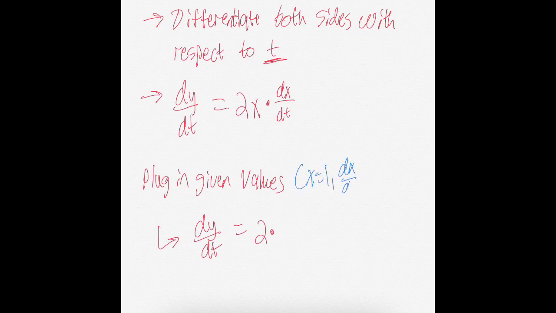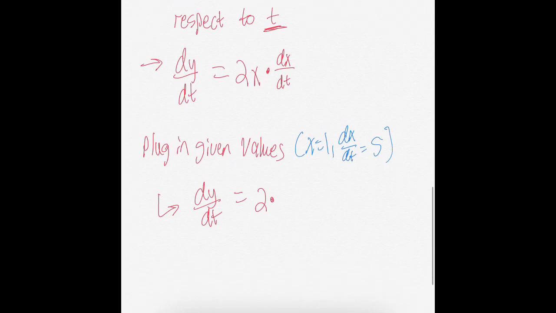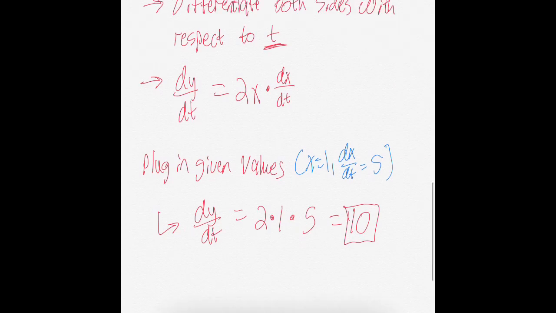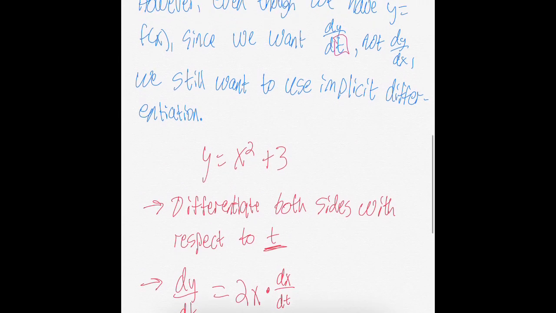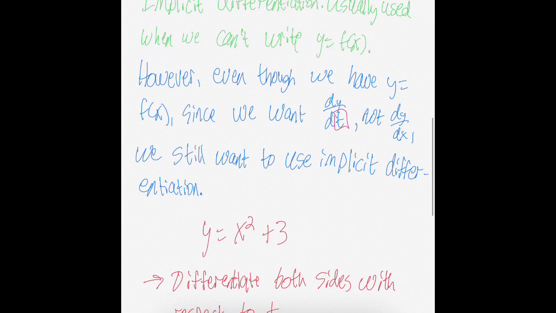This will give me dy dt equals 2 times, well, we wanted x equals 1. Let me copy down our values here: x equals 1, dx dt equals 5. So 2 times, well, x is just 1, and dx dt is just 5. And so this is just 10. And indeed, that is the correct answer.